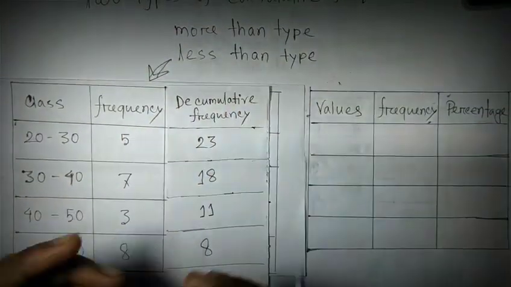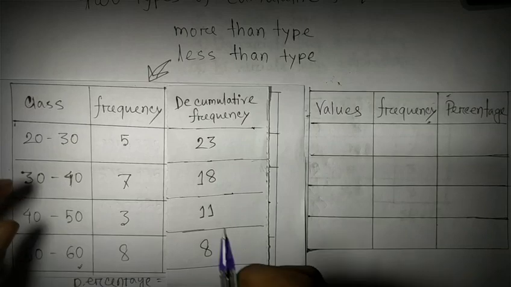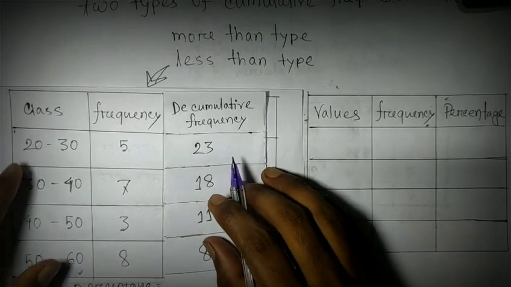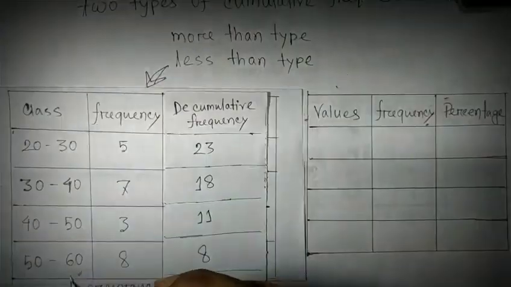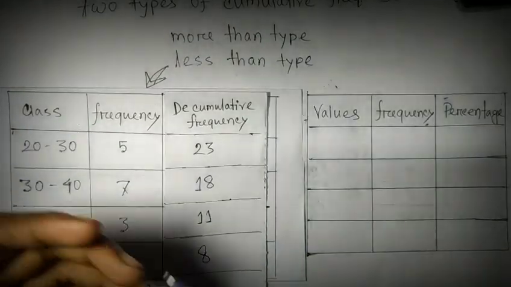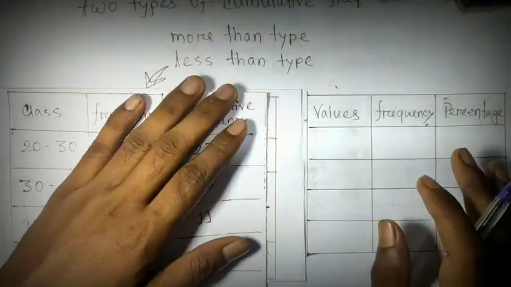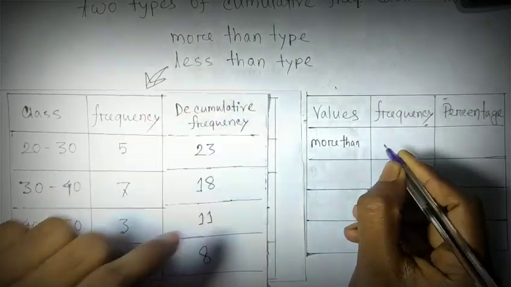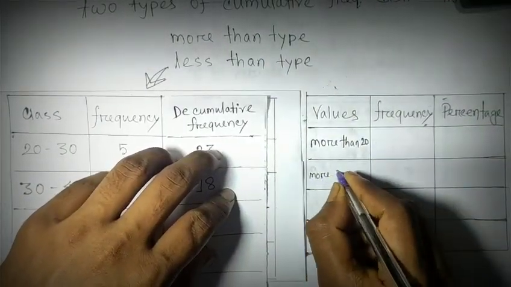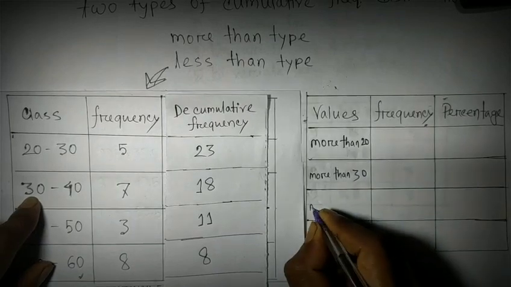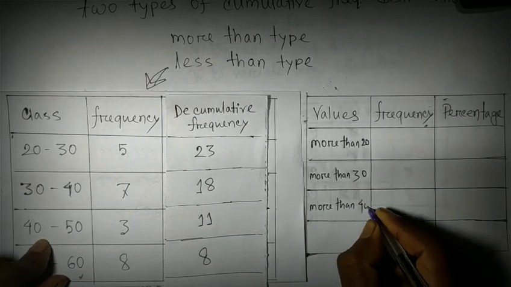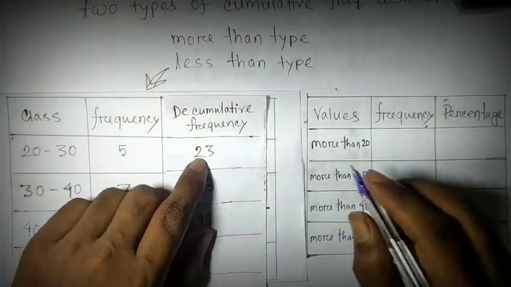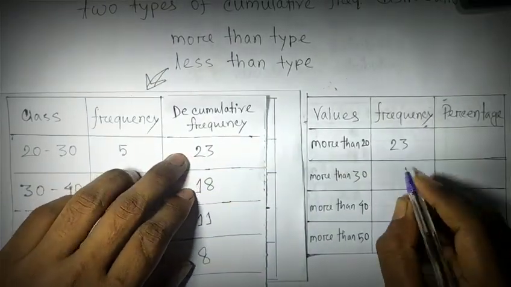So let's look here. Here we have the decumulative frequency distribution. That means 23 values are occurring more than 20, and 18 values are occurring more than 30. That means here it's presenting more than values, that is, how many values are occurring more than a single data point. So if we represent these values, then we have to write more than. Here more than 20, here the lower limit is 30, so more than 30, and here more than 40, and last more than 50. And we can see that 23 values are occurring more than 20. That means the frequency will be 23.